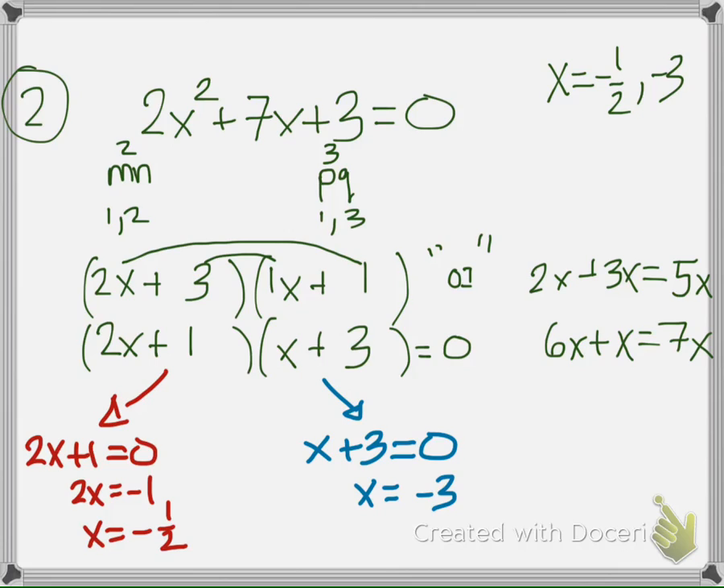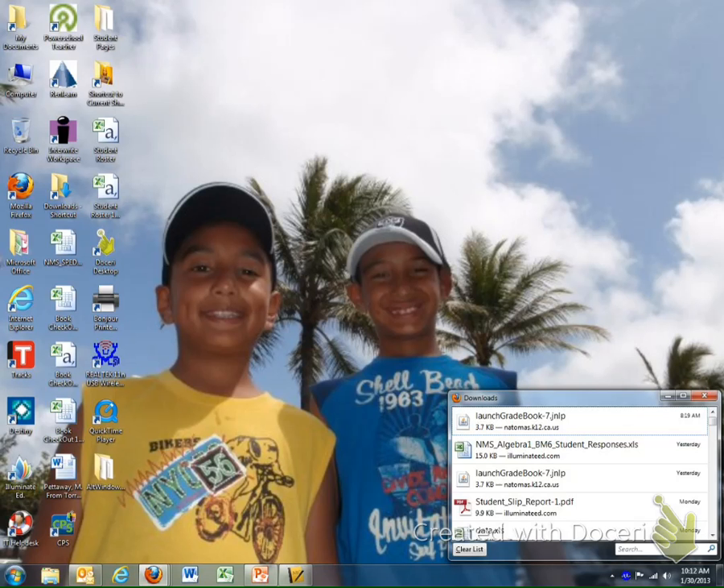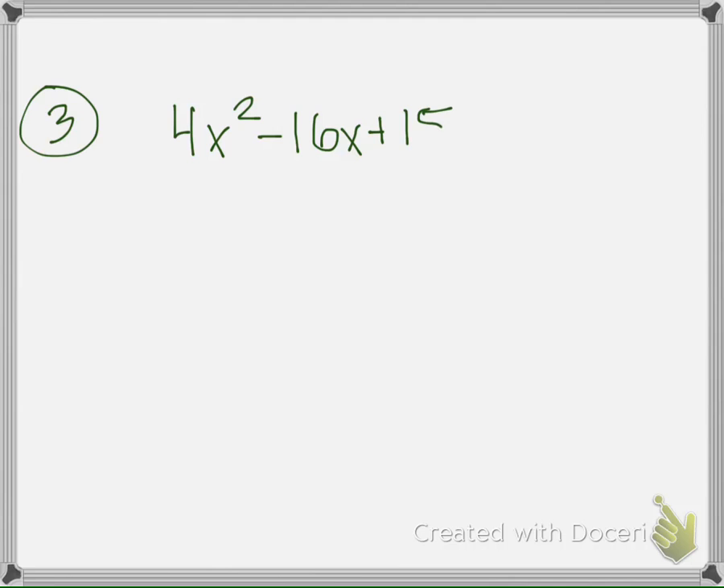Example number 3. Okay, Algebra 1, we're going to go ahead and continue with our recording with example number 3. In example number 3, I have 4x squared minus 16x plus 15 equals 0. So take a moment, pause the video, please. Try to factor that when a is not equal to 1. Hit play to see the solution.